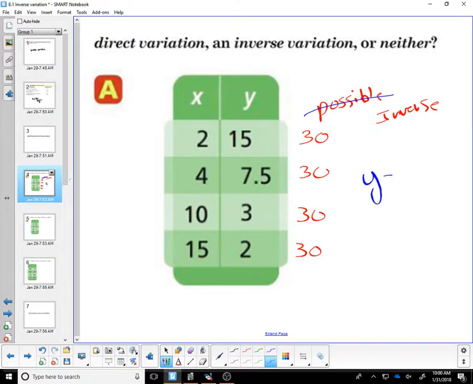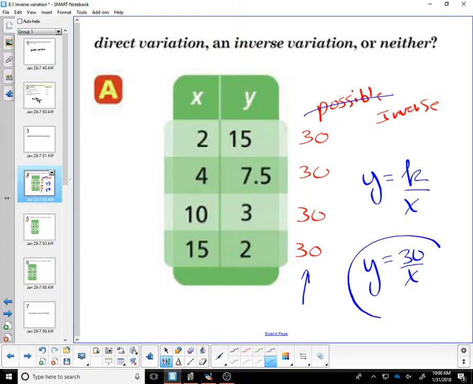So y is equal to K. And because it's inverse, where does x go? Top or bottom? Bottom. Inverse. It goes on the bottom. Boom. And if we already know what constant K is, what is it? 30. Guess where we're going to throw it? Yeah, in for K. So y is equal to 30 over x.